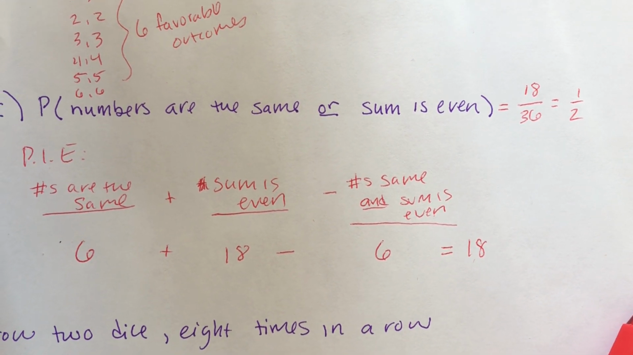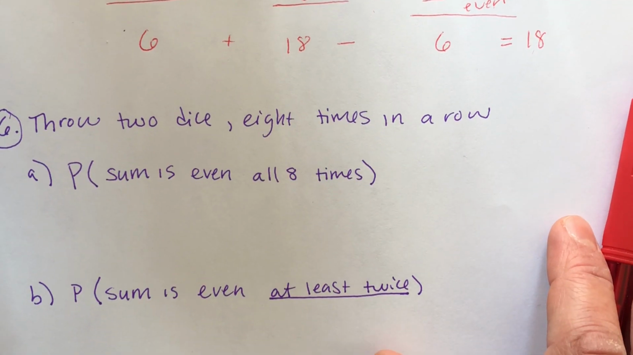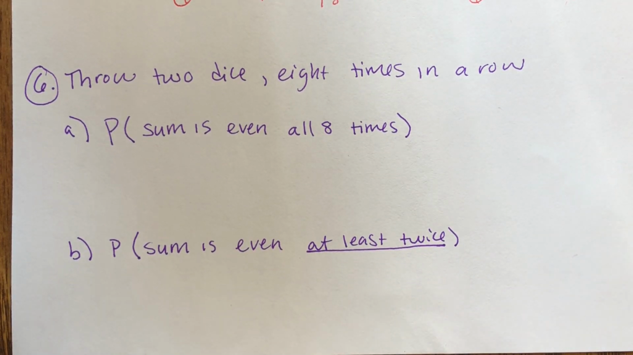All right, almost done. We'll do number 6 and we'll skip number 7. This time we're going to throw 2 dice again, but we're going to do it 8 times in a row and record the outcome of each of those 8 throws. So the first thing that we want to do is find the probability that the sum on the dice is even all 8 times that you throw the pair of dice.